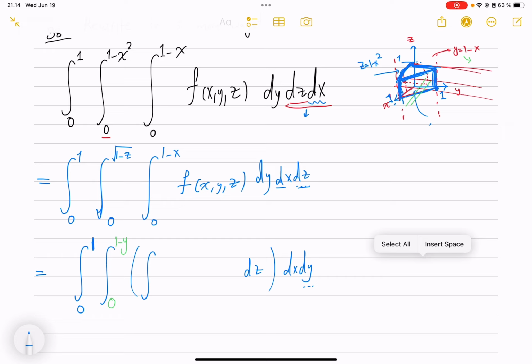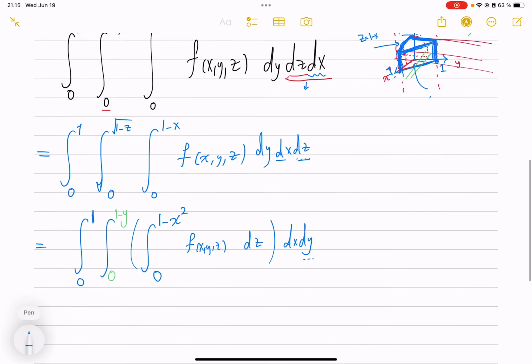So that will be it. And then z goes from 0 to 1 minus x squared. And then f of x, y, z dz. So that will be that.